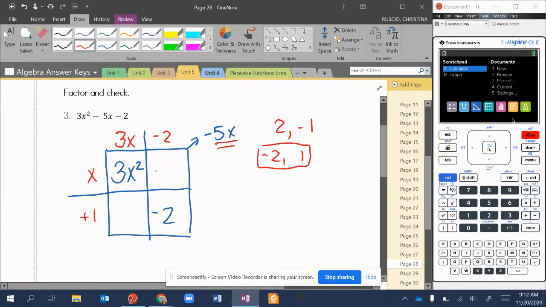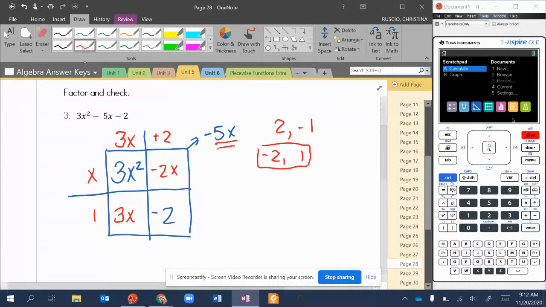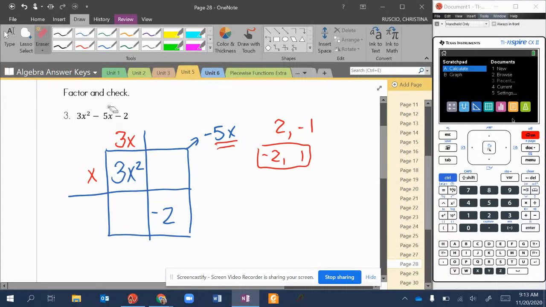Okay, x times negative 2 is negative 2x. 1 times 3x is 3x. 3x minus 2x is minus 5x. Oh, bummer. Now, what we could also try to do is do a flip-flop of these signs right now to see if that helps us. So that would just switch these around, and that still does not help us. So what this tells me is I think I have to put the 2 where the 1 was and the 1 where the 2 is.